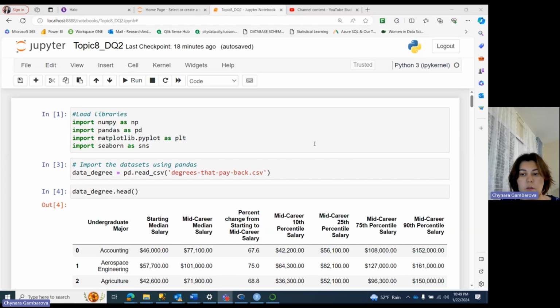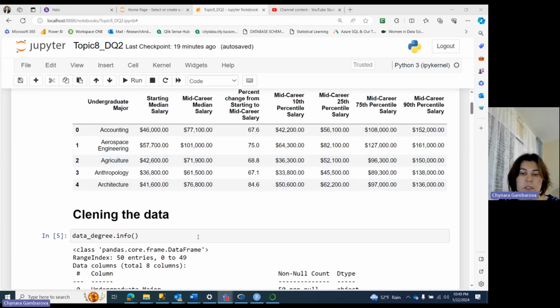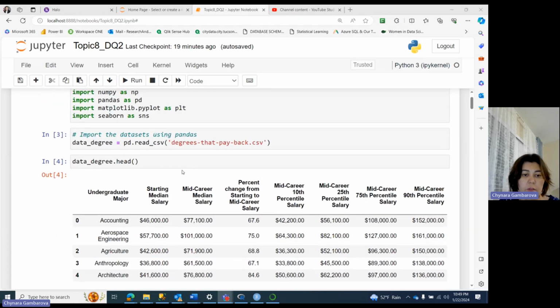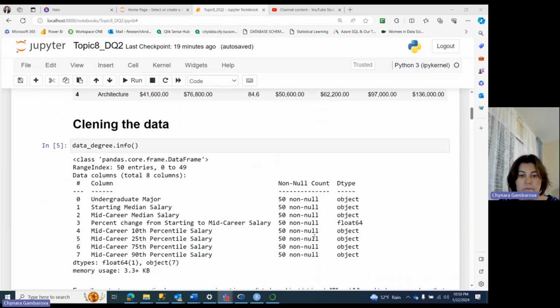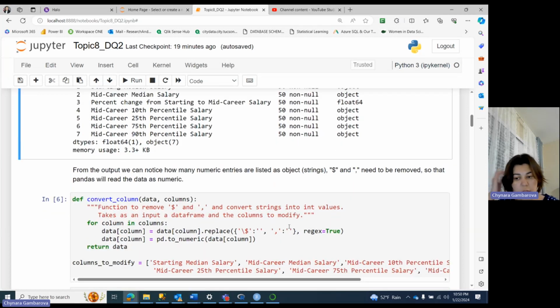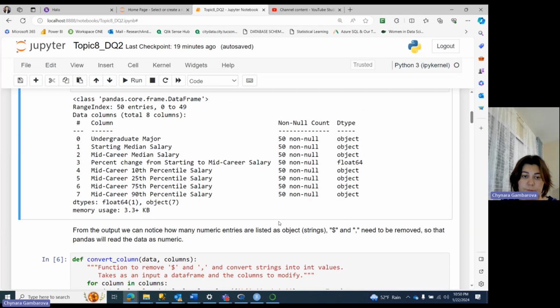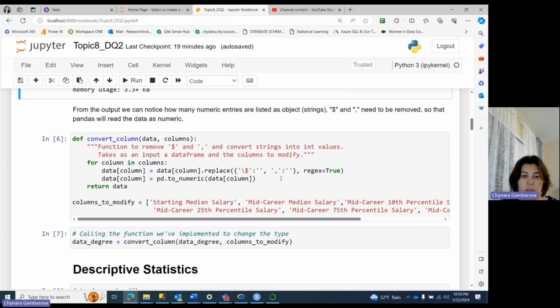For this purpose, I will be analyzing the dataset named Degrees That Pay Back. I downloaded it from Kaggle, and let's see how this data looks. As you can see, we have a mix of categorical and numerical variables. One is categorical, all others are numerical. Let's look at the data types. Here, our salaries are in object type, which indicates that we need to change them to numerical so we can make some calculations. And there are some signs we want to get rid of.